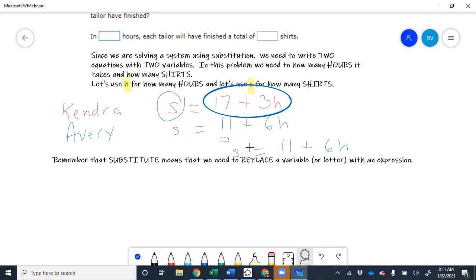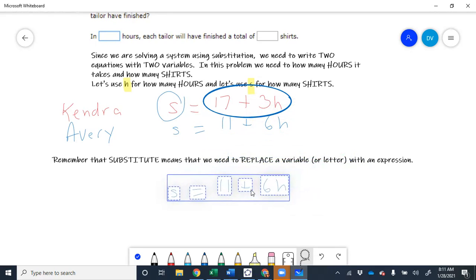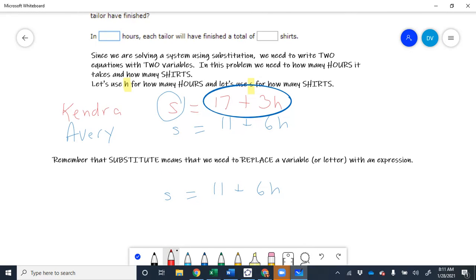And I just copied it. It's the same equation that we used before, but I'm going to replace this S right here with 17 plus 3H. Because a minute ago, we said that S is the same thing as 17 plus 3H. So I'm going to write the whole equation over again. Instead of S, I'm going to write 17 plus 3H, and the rest will stay the same.